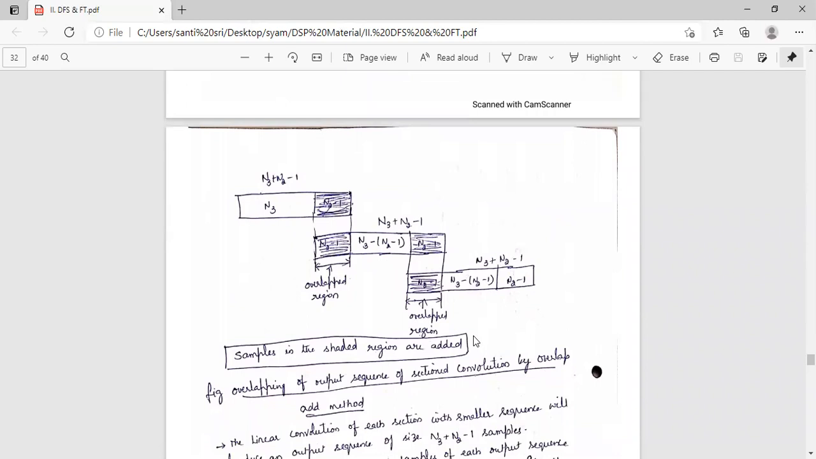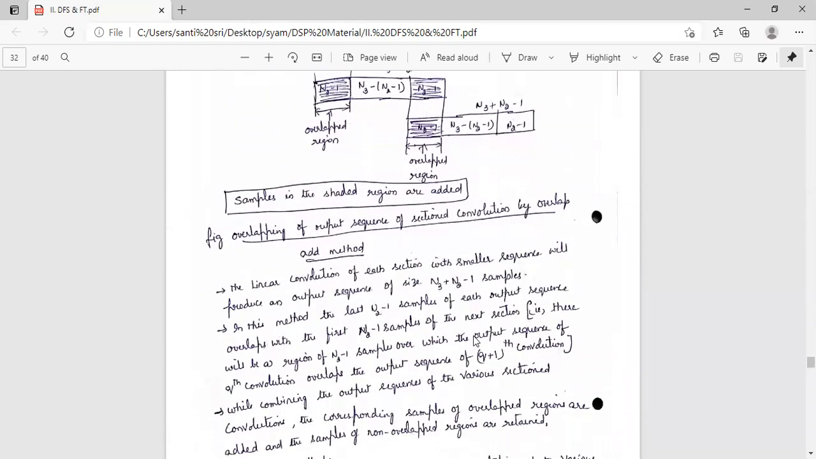Overlapping of output sequences in the overlap add method: the linear convolution of each section with the smaller sequence produces an output sequence of size N3 plus N2 minus 1 samples. In this method, the last N2 minus 1 samples of each output sequence overlap with the first N2 minus 1 samples of the next section. That is, there will be a region of N2 minus 1 samples over which the output sequence of the qth convolution overlaps the output sequence of the (q plus 1)th convolution. While combining the output sequences of the various section convolutions, the corresponding samples of overlapped regions are added and the samples of non-overlapped regions are retained.